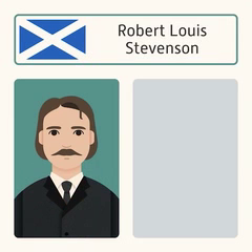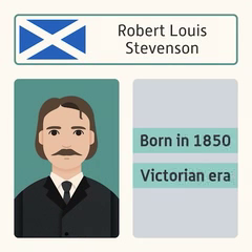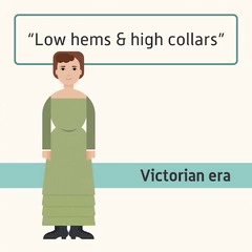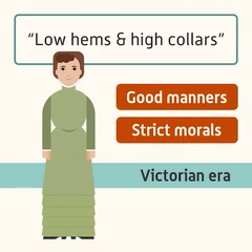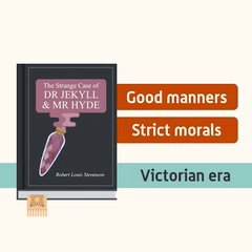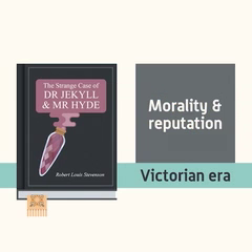The Scottish writer Robert Louis Stevenson was born in 1850, during the Victorian era. Often when we think about the people living at this time, we're encouraged to think of low hems and high collars. We think of good manners and strict morals. This can easily be seen in The Strange Case of Dr. Jekyll and Mr. Hyde, which explores morality and reputation in Victorian society.